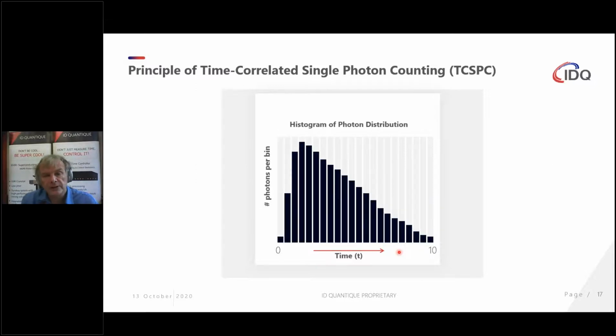Of course, in addition, you can also measure just the timestamps. You can measure only timestamps, or you can measure the combination of both.